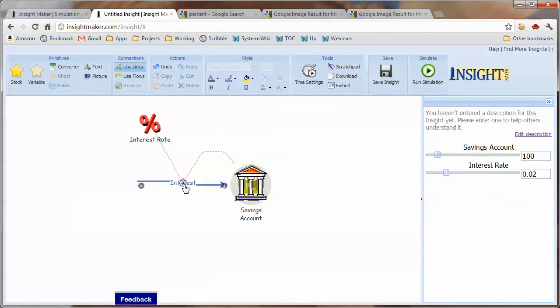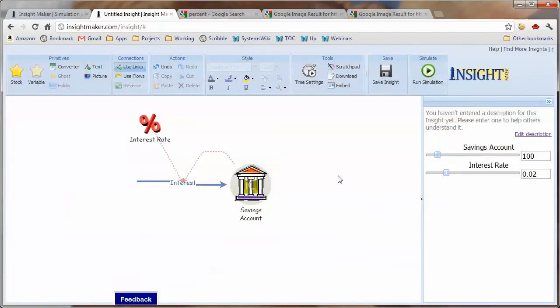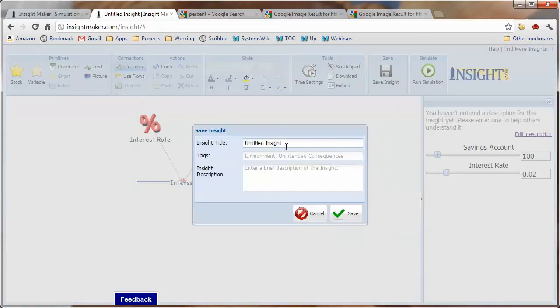The two of them interact to create an interest, and the interest is added to the savings account on an ongoing basis. So we'll look at this as 10 years. It'll increment in years, and we'll step it 1 year at a time, meaning that the assumption is that the interest is added to the savings account at the end of each year. And we'll save this, and we'll call this savings account part 1.